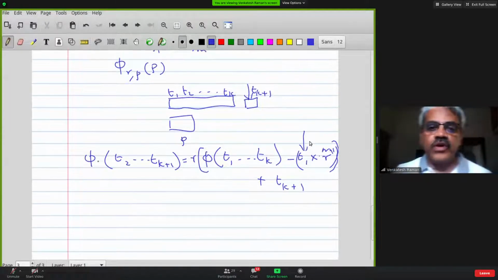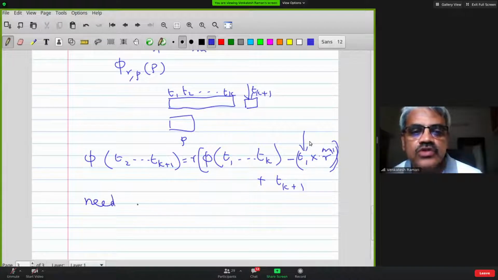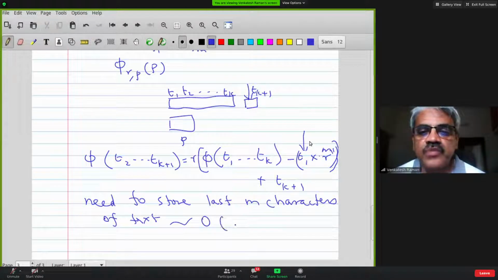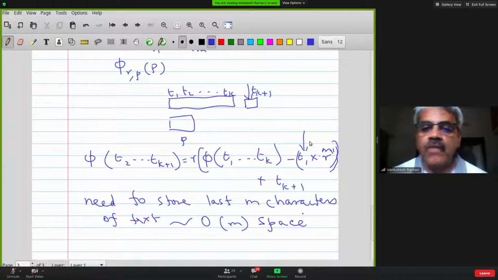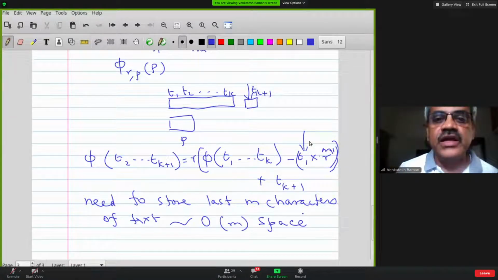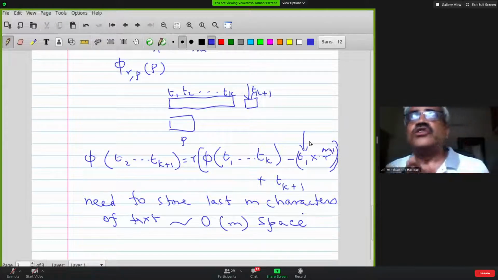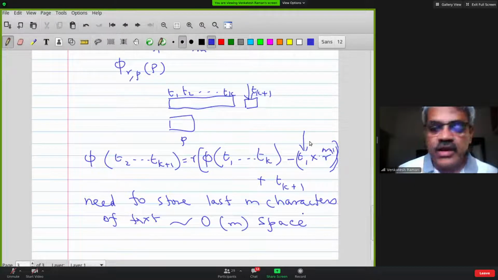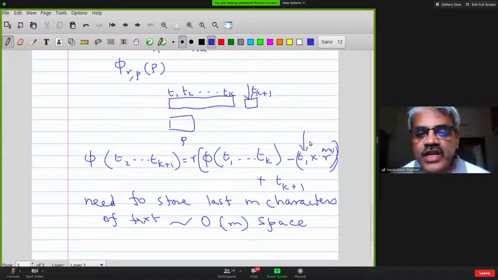So more importantly, you need to store the last M characters of text. So that's order m space. We have a randomization already, because we are doing this fingerprint computation. So there is some error. This is a Monte Carlo algorithm. If it says no, you can definitely believe it. It's only one-sided error. But if it says yes, it may be wrong with some error, and we can control the error probability. But the other bigger problem which we need to worry about in the big data world is that it uses order m space.